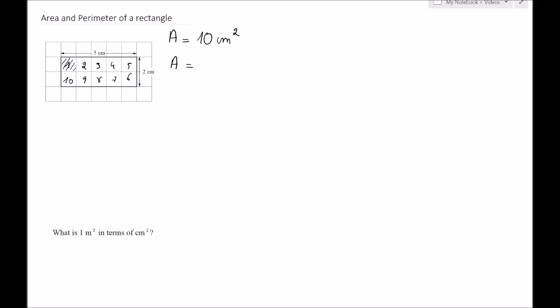What we can do is, instead of counting blocks, multiply the length and the width. As you can see, area is going to be length times width. So that's 5 centimeters times 2 centimeters, which will give you 10 centimeters squared. So the area is actually quite easy. The area of a rectangle is length times width.